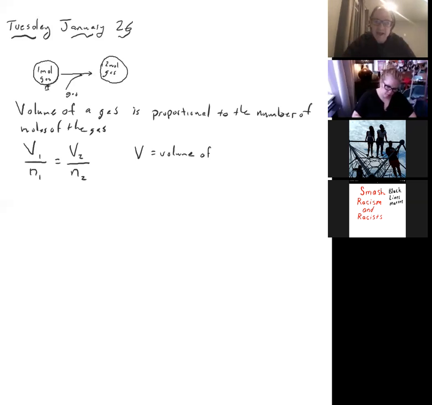And again, the V refers to the volume of the gas. Typically, the volume of the gas is the same as the volume of the container. So if they say the volume of the container is 2.5 liters, what they mean is the volume of the gas is 2.5 liters. And then N is the number, not of grams, but number of moles of the gas.